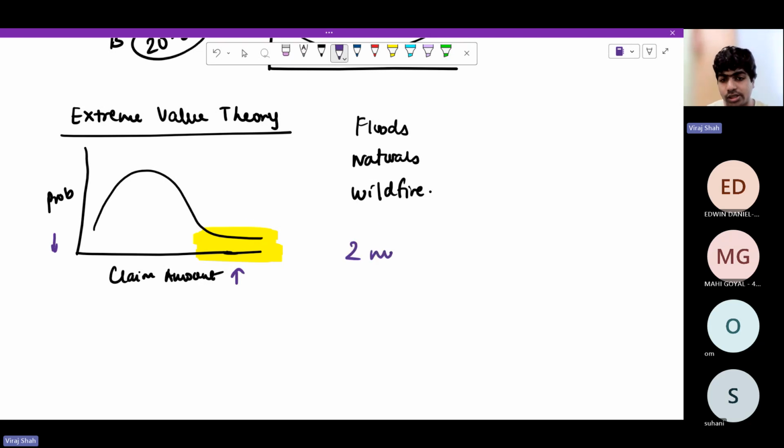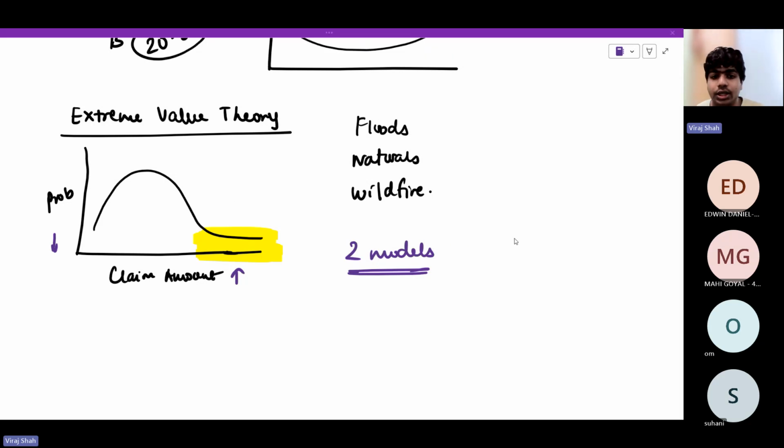We are going to study two models here as well. Very simple, but the formulas are huge. You have to learn the formulas in detail. You have to learn these formulas.